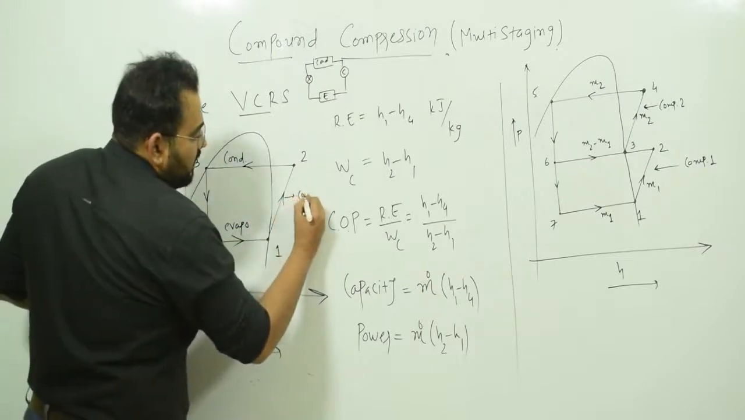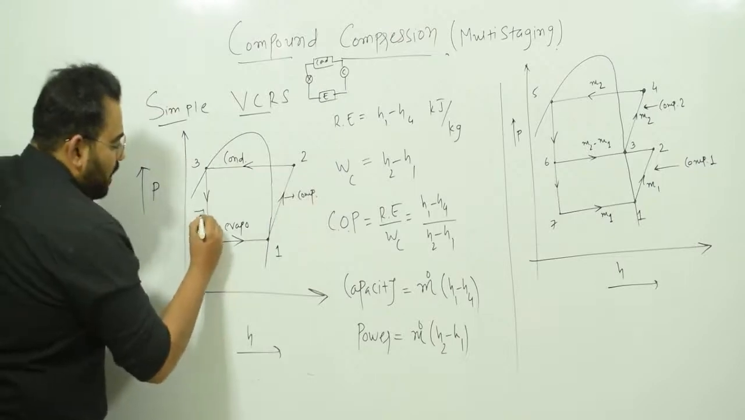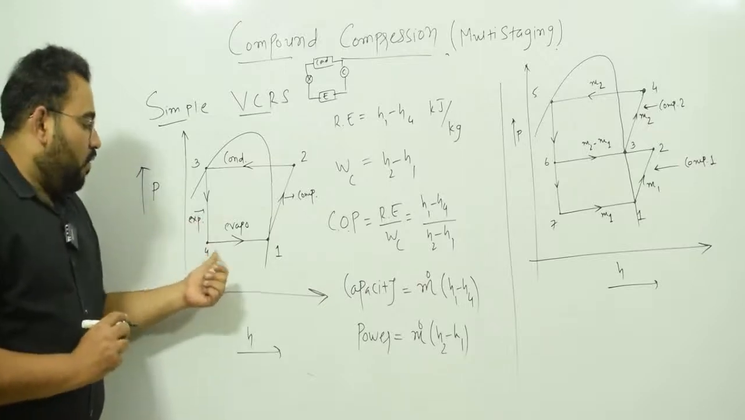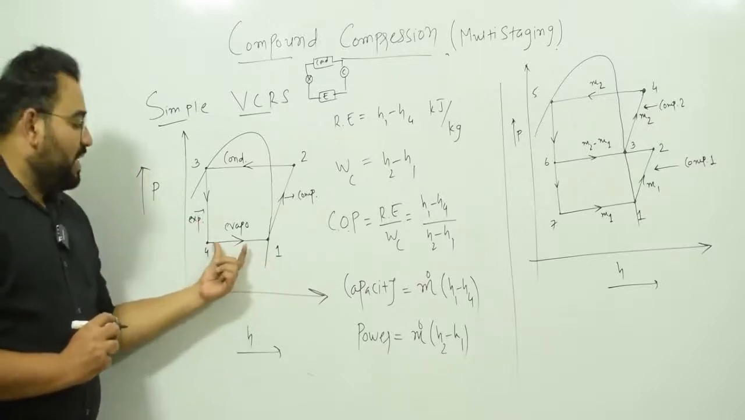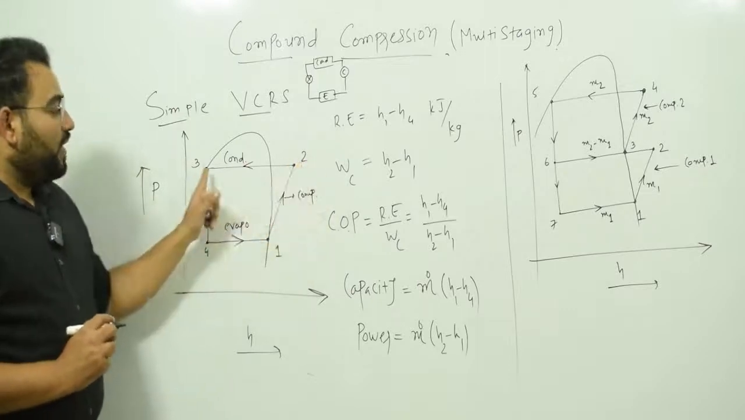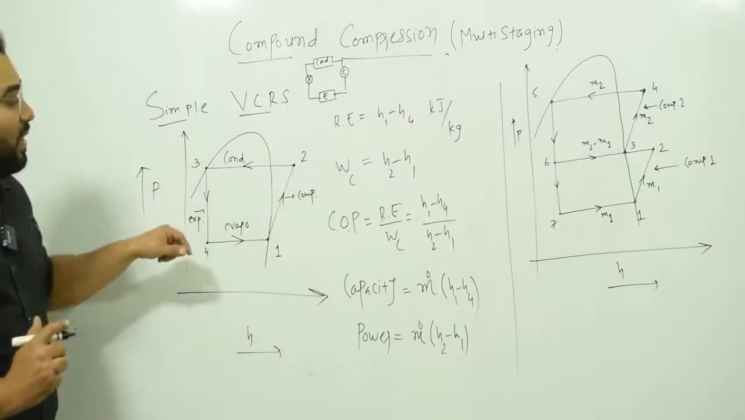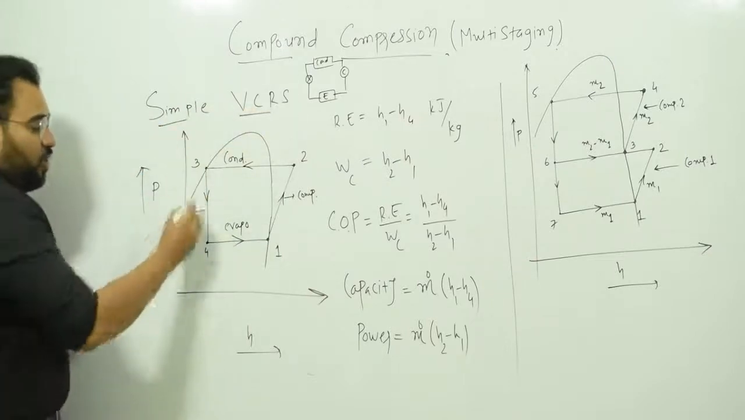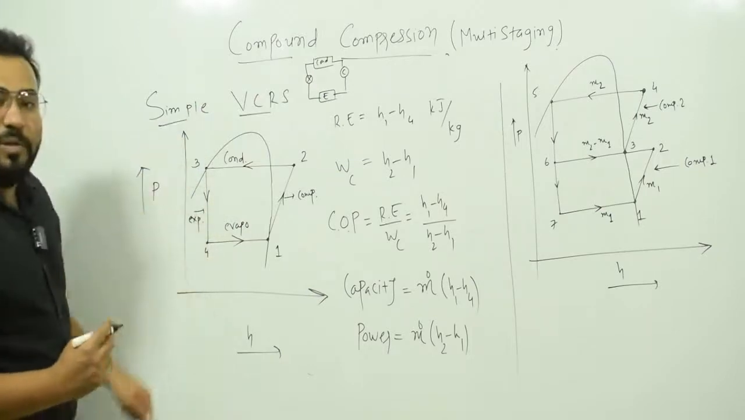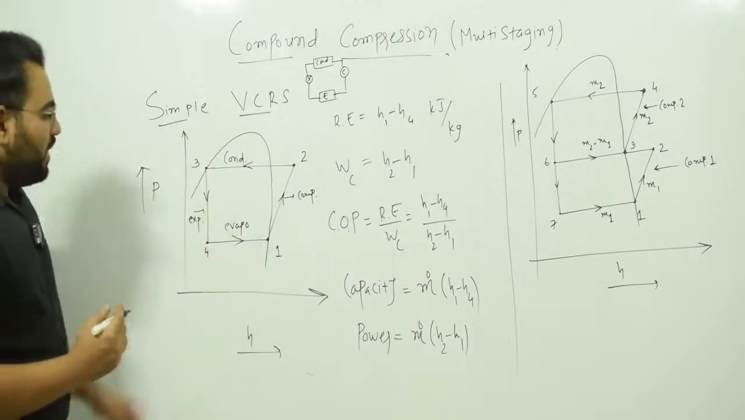You can see the compression effect over here. This is the expansion, EXP, the expansion process. We know that 4 to 1 is the evaporation process, meaning heat is absorbed. 1 to 2 is the compression process. 2 to 3 is heat rejected in the condenser. In process 3 to 4, expansion will happen. So 3 to 4 is known as the expansion process, or you can say the throttling process. In throttling, enthalpy will be constant. So 3 to 4 is expansion and 4 to 1 is evaporation.